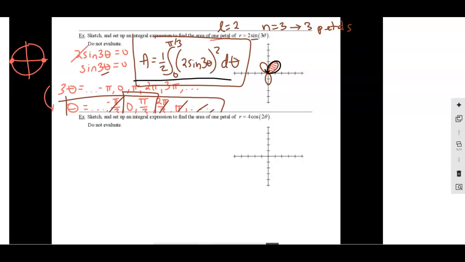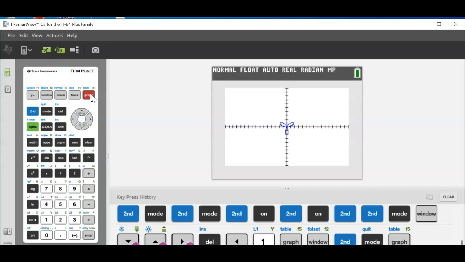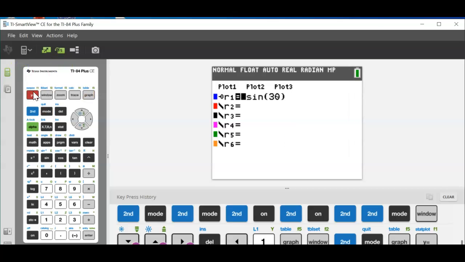Here we go, last one. Sketch and set up an integral expression to find the area. Again, it's just one petal of 4 cos 2θ. I don't even remember, did we look at that rose curve? Did we do it? Oh, we did. That's right. And we haven't turned it. Let's go do this new one.